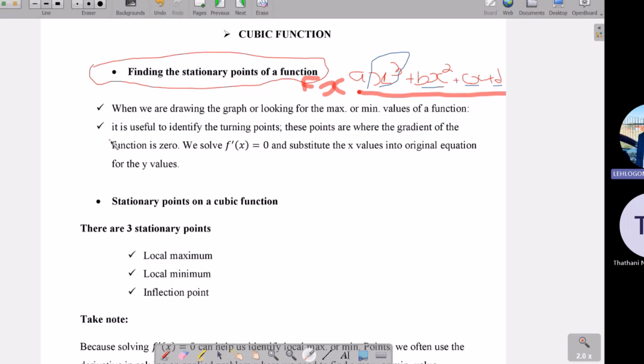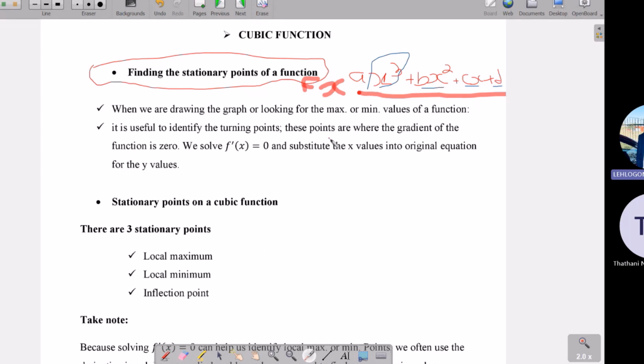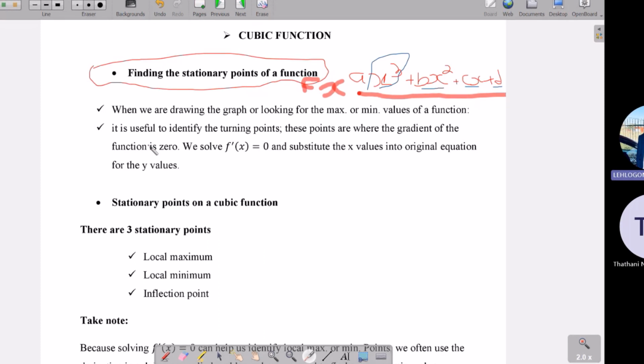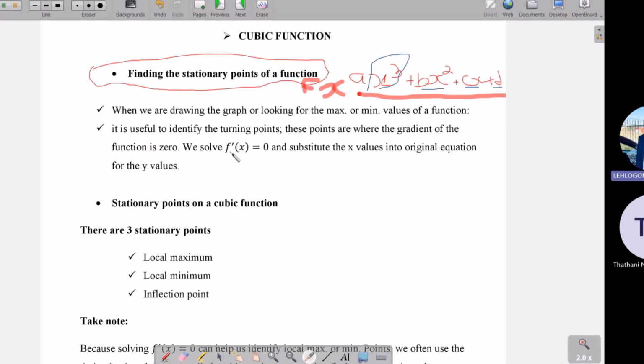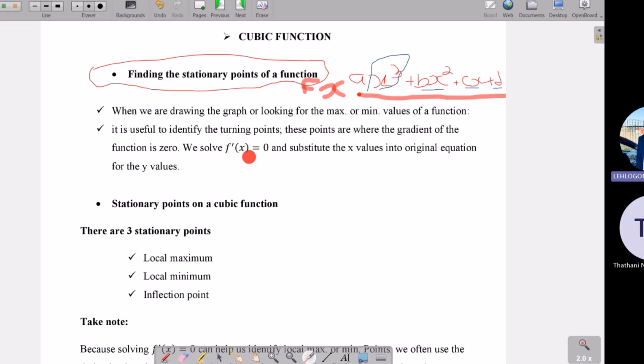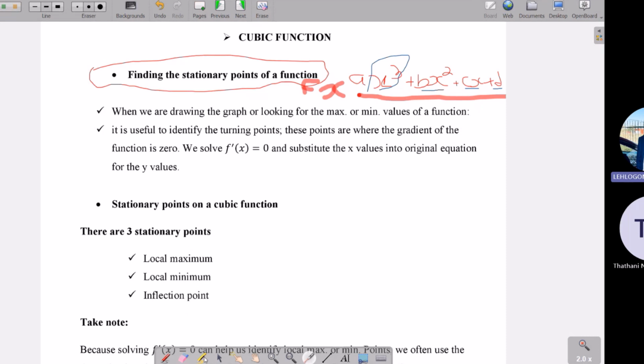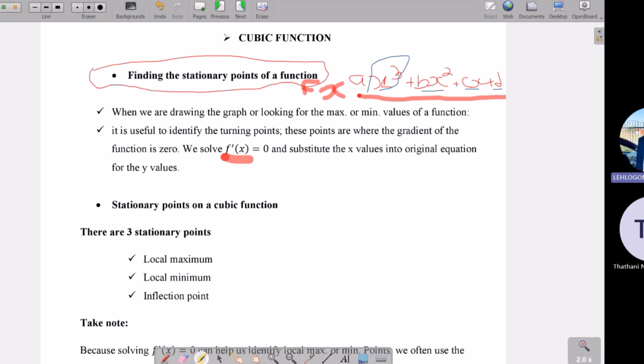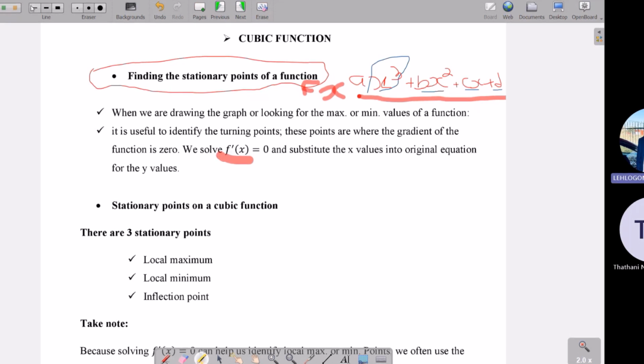Point number 2, it is useful to identify the turning points. These points are where the gradient of the graph is 0. Then we solve by saying the first derivative of the function. Remember, the graph they have given is in the form of f(x). Like I said, they can give the graph in the form of g(x) or h(x) or any way. Here they have given us the graph in the form of g(x).